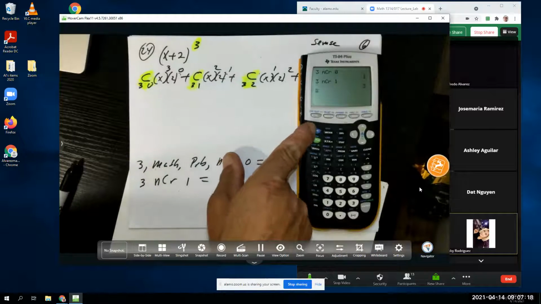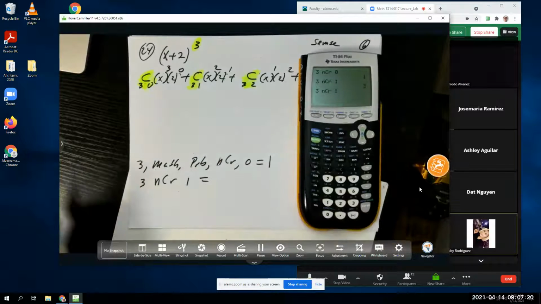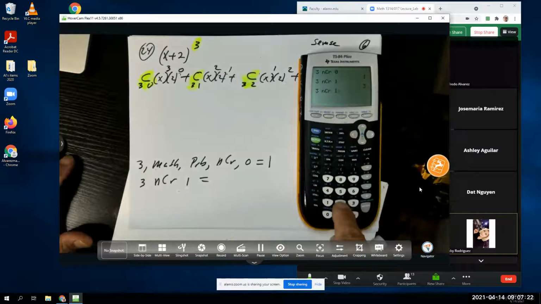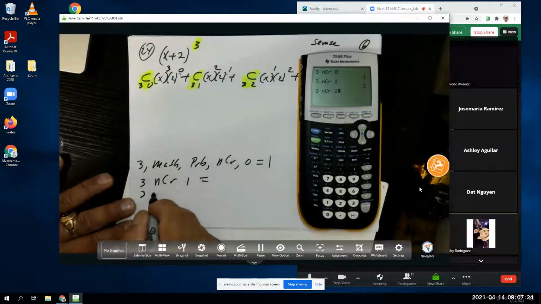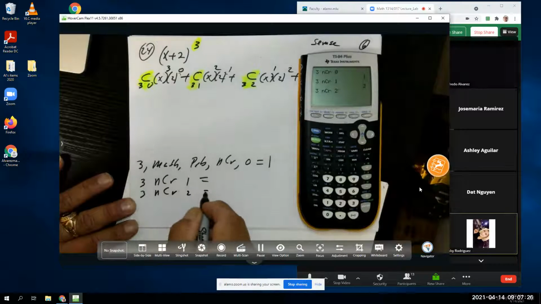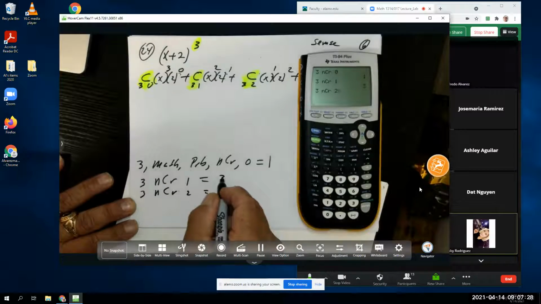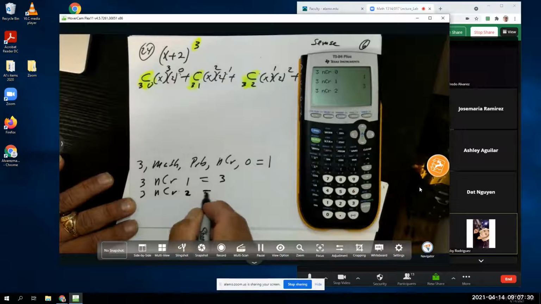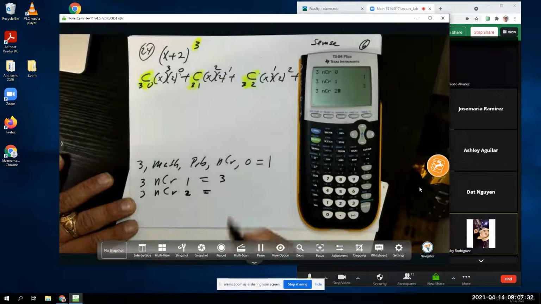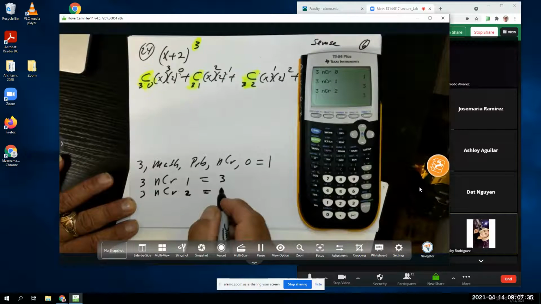And then I'm going to do the shortcut again. I'm going to hit second and enter, and there it is again. I'm going to backspace and put the new number 2. 3 NCR of 2. Okay, so he said this one was a 3. And what's 3 NCR 2? Give me a number. 3. Yeah, you're right. It's 3.